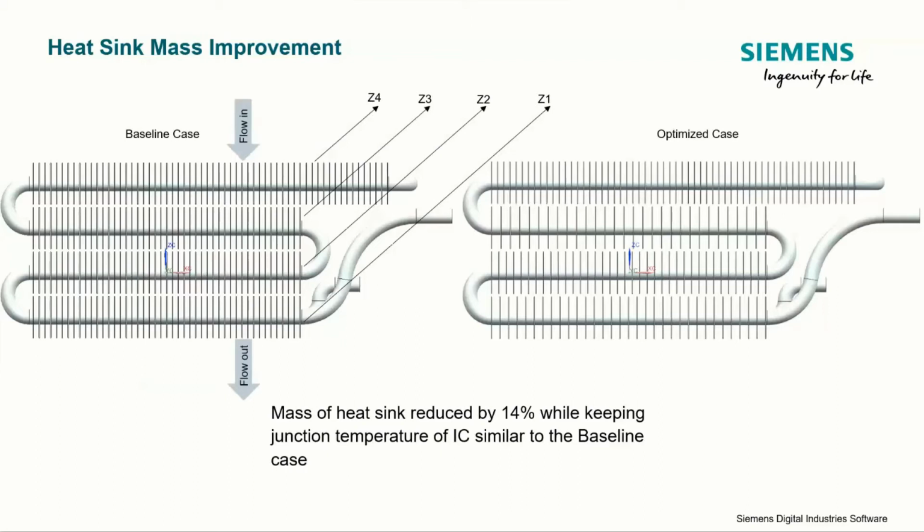In the end, by running those 100 design cases, in this particular example, we found an improved heat exchanger design that has 14% less mass because we found that we could eliminate some of those cooling fins while maintaining a temperature for that one U5 component similar to the baseline case. So without increasing our temperature much at all, we were able to reduce the mass of the heat exchanger by 14%.